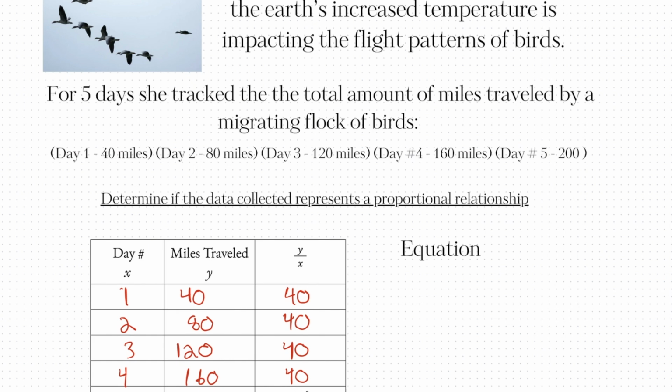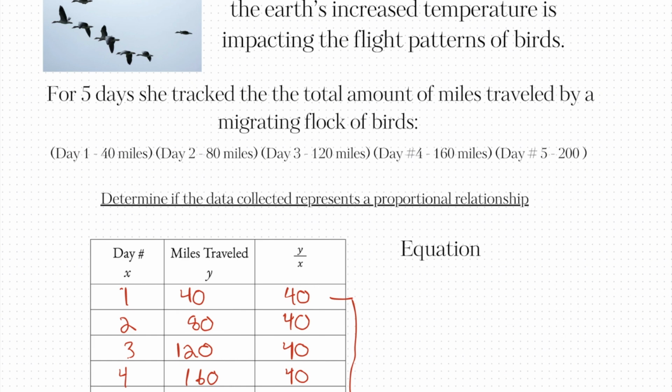So what this means is that the rate that the birds are traveling is the same for all 5 days. Because these are all the same, we know that this data is proportional. So the answer is yes, it's proportional.